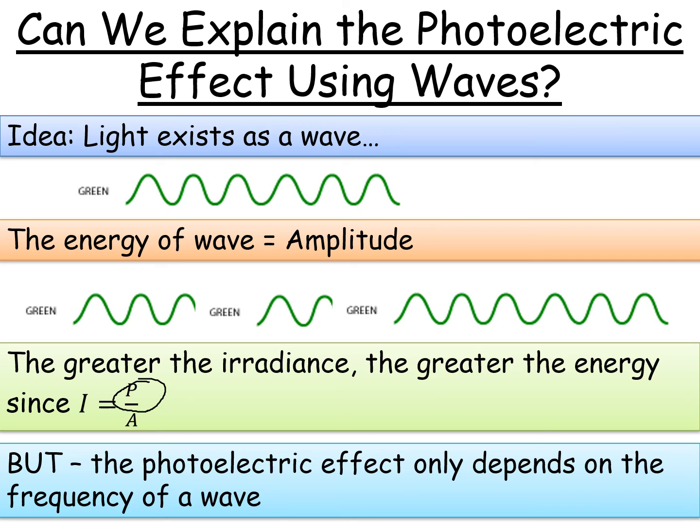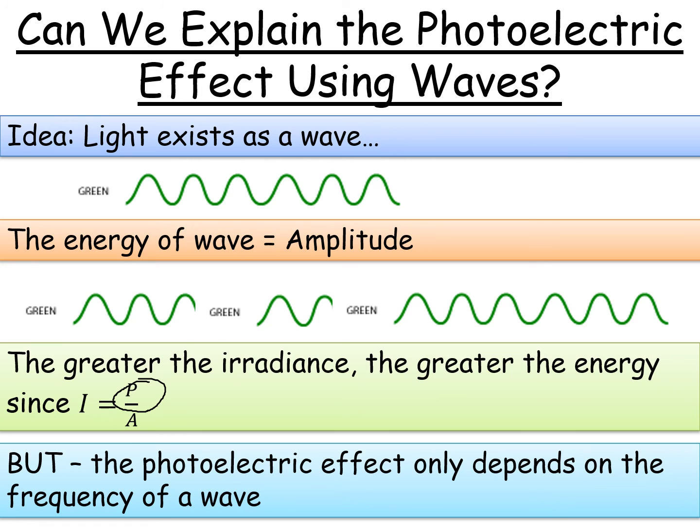And the greater the irradiance, the greater the energy. You would expect if you're firing more energy at the electrons, then they should fly off. However, the photoelectric effect only depends on the frequency of the wave. It doesn't matter what irradiance it is. It doesn't matter how many waves are hitting those electrons. It has no effect.